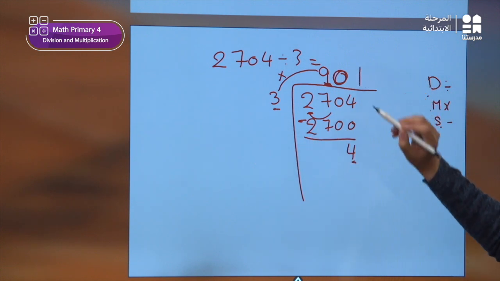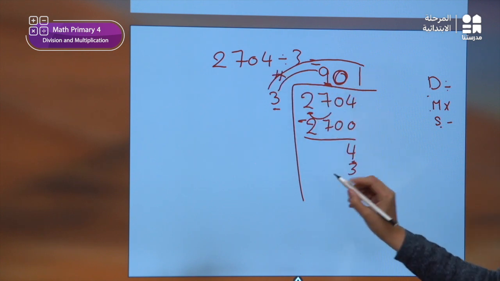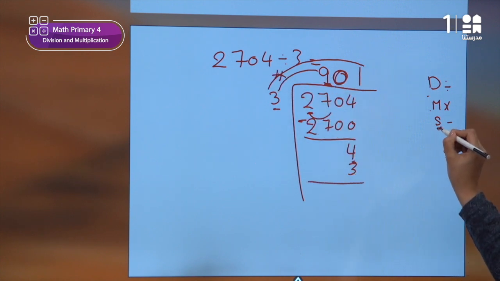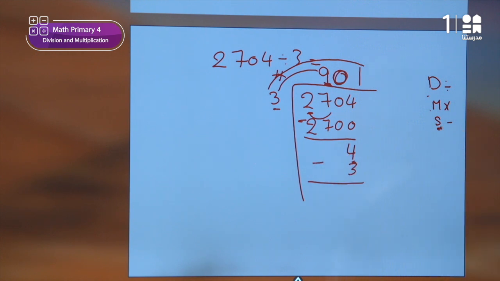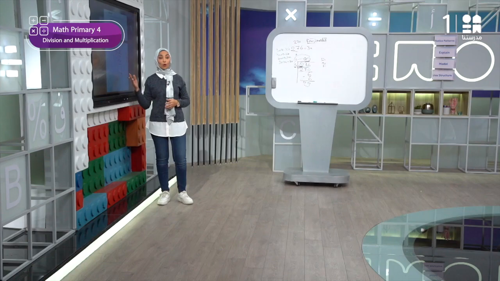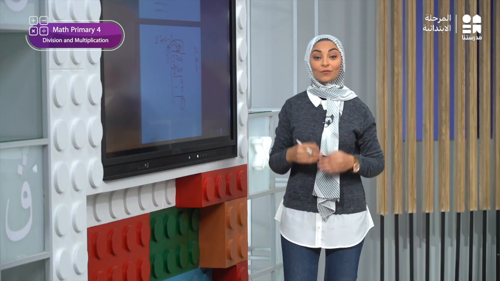Yes, gives me 1. Then I will multiply 1 times 3, which gives me 3. I'll put it here. The last step, I will do subtraction. So 4 minus 3 gives me what? Of course, gives me 1, which is the remainder. 1 is my remainder. Now I am sure you can answer the rest of the problems.